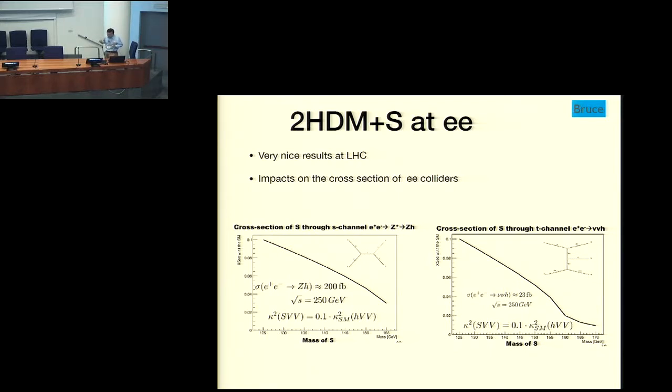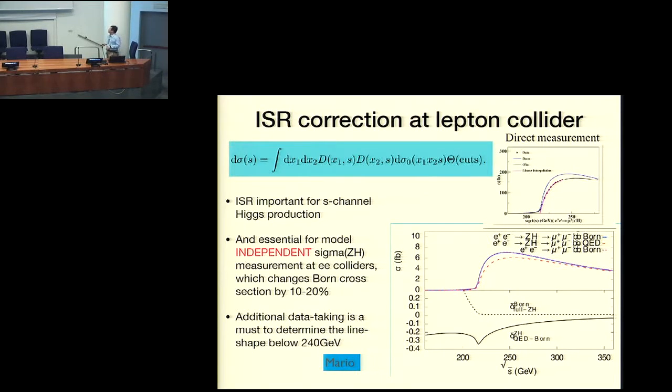If we make precision measurements on this kind of cross-section, it means we can get some signal from new physics. And another important factor in our precision analysis is the ISR correction. It's extremely important at the e+e- collider. The ISR is important for s-channel Higgs production, where e+e- annihilates directly into a Higgs boson.